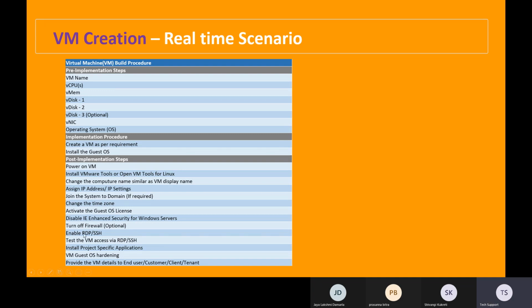And enable RDP, the remote desktop connection. If you are using Linux flavored VMs, we need to enable SSH. SSH means secure shell. For a Windows system, we can connect using remote desktop connection, but for SSH we cannot connect through remote desktop. We have to use the command line method, and for that we can use secure shell. Some tools we can use to access are PuTTY or SSP. Normally we use PuTTY to connect to all Linux machines. And test the virtual machine access. If it is Windows, you can try through RDP, and for Linux, you can try to access through PuTTY.